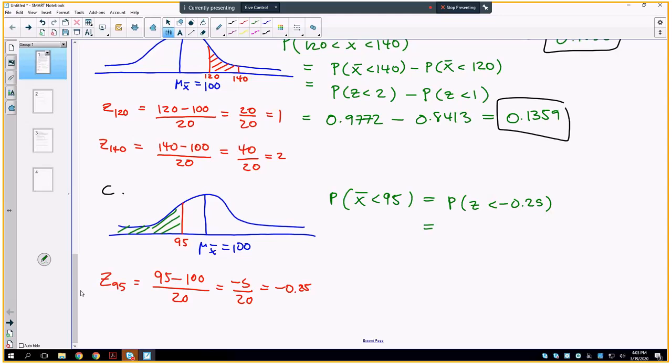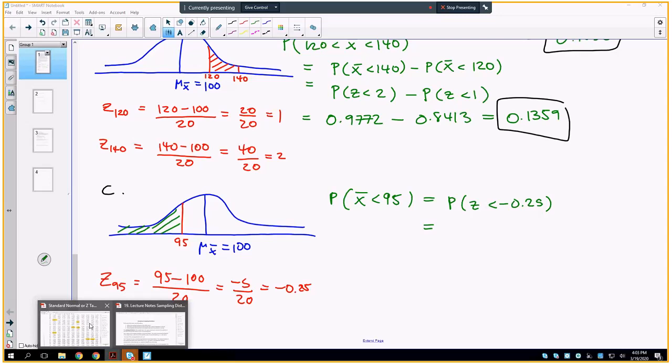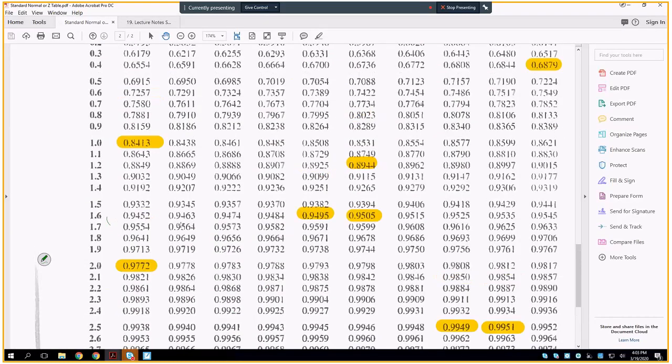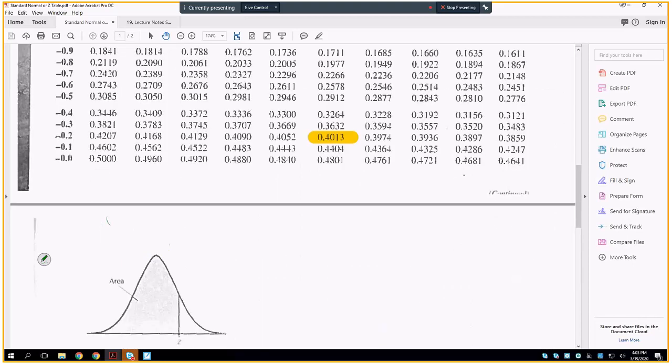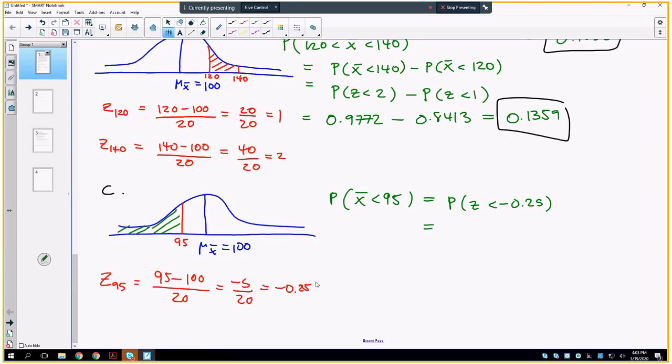So I come to my table, open it up, and I'm looking for z less than negative 0.25. Scroll up. Here's the negative 0.2, and this one here in the center should be negative 0.25. So I'm going to use 0.403 in my question, and get my answer done.